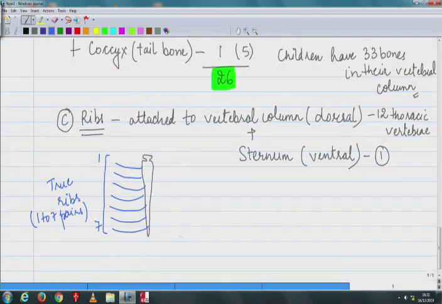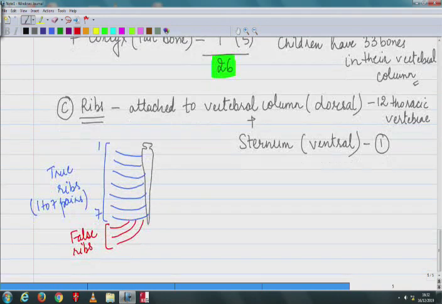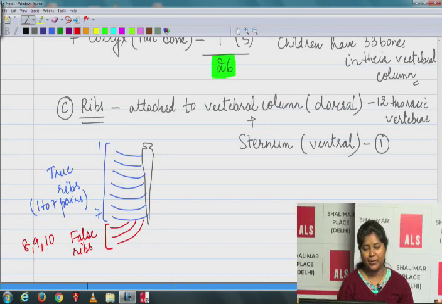Fine. Now 3 pairs of bones start from the vertebral column, but they end on the 7th rib instead of the sternum. They are called false ribs. How many false ribs do we have? The 8th, 9th and 10th pairs. All these are pairs. So the 8th, 9th and 10th pairs are the false ribs.